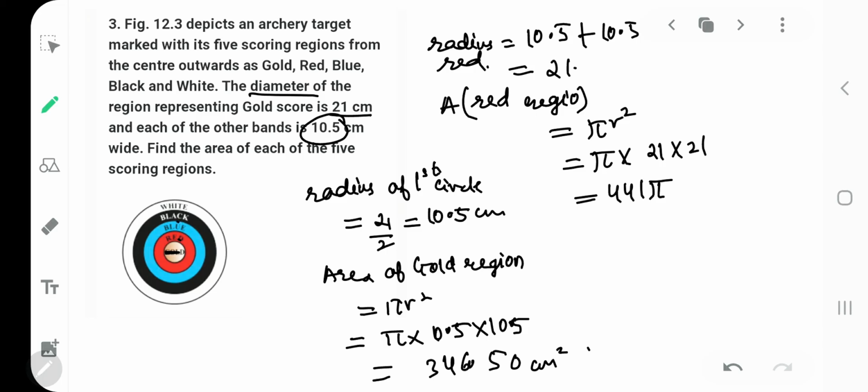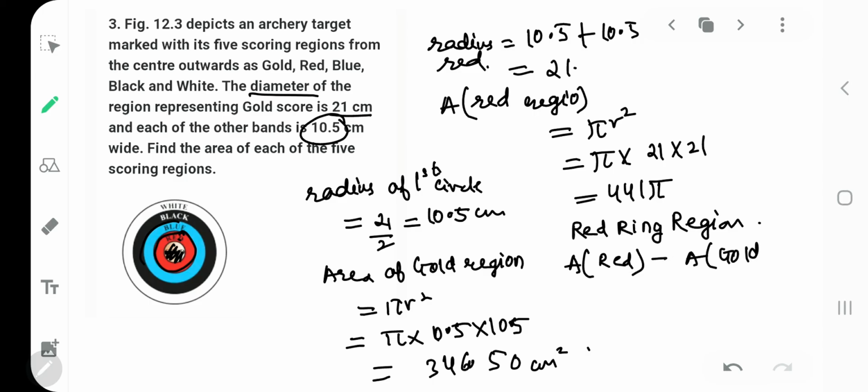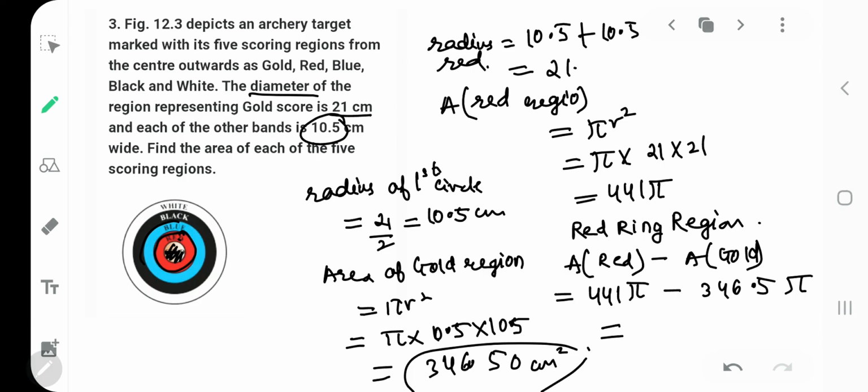But if you notice, this red region includes gold also. So for a red ring region, you have to subtract the area of gold from the total area of red. So I got area of red to be 441 pi and area of gold I got 346.5 pi. Got my point clear?